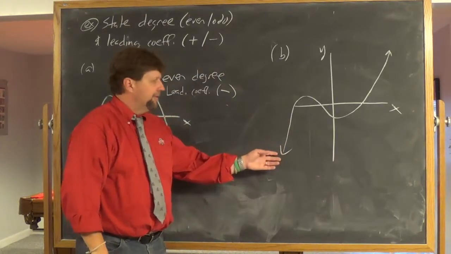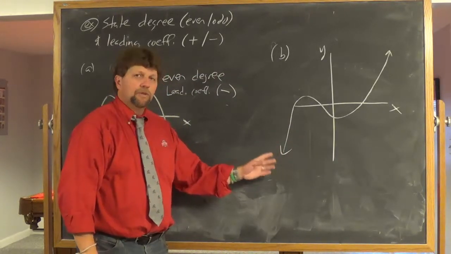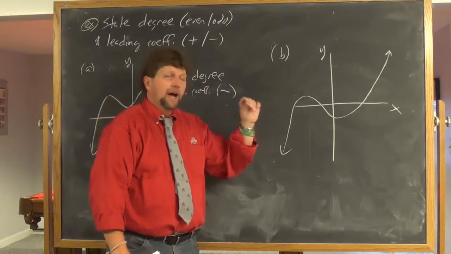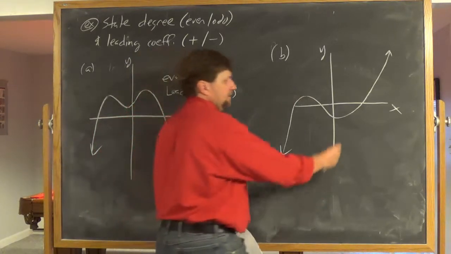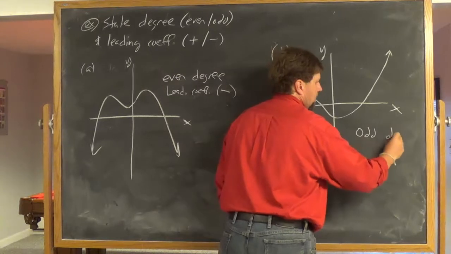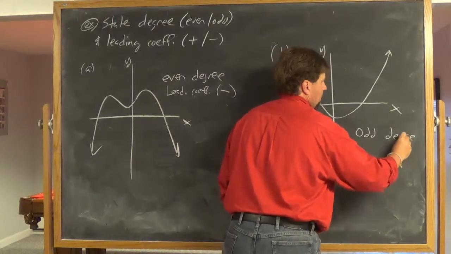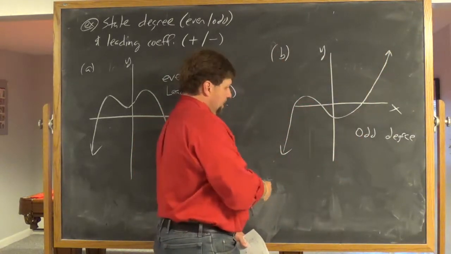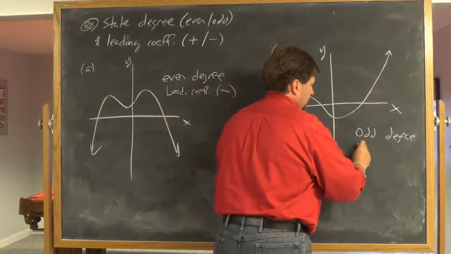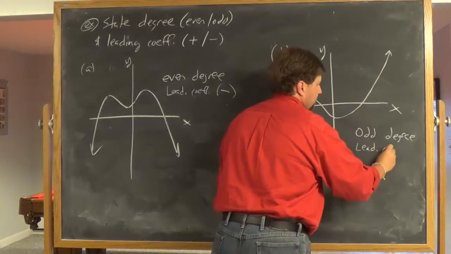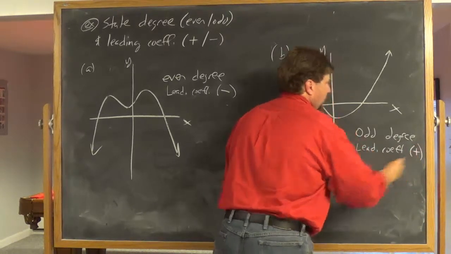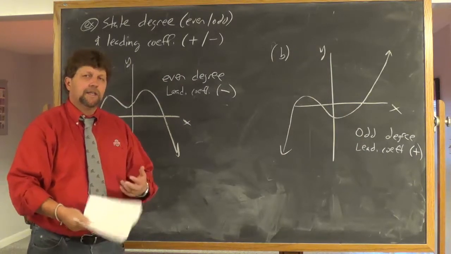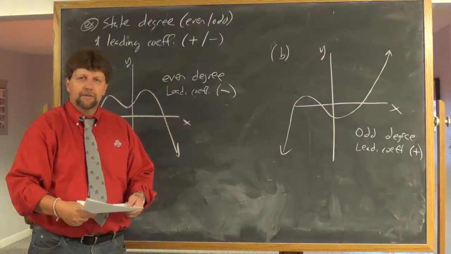Here's a graph of a polynomial function. I don't know what the function is. I don't care. But because one end is shooting down and one end is shooting up, I know it's an odd degree. And because this is the end that's shooting down and this one is shooting up, I know it's an odd degree with a leading coefficient that is positive. So that's how I use my leading coefficient test to determine what's called the end behavior of graphs.